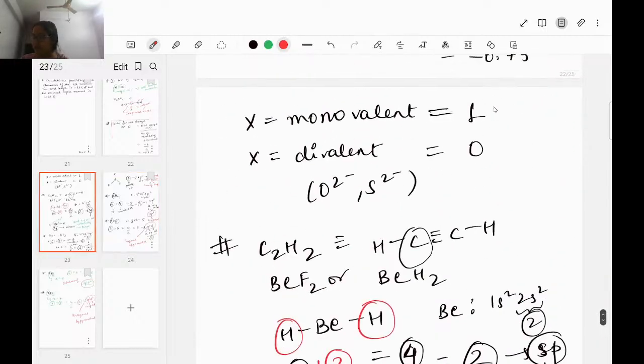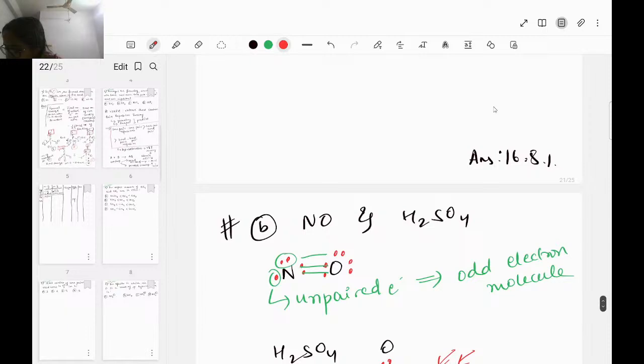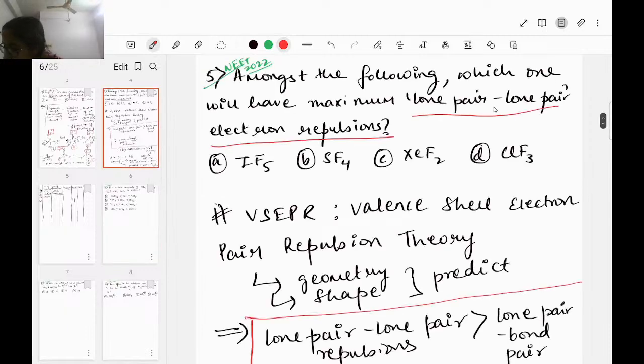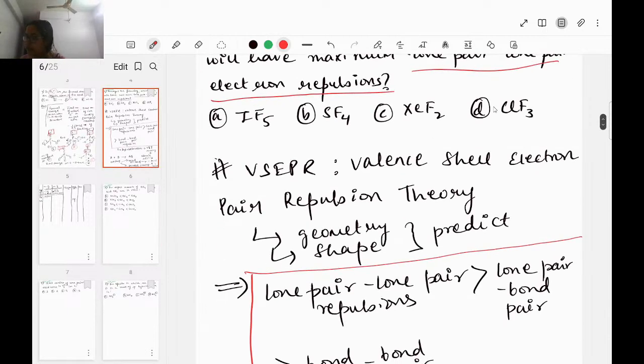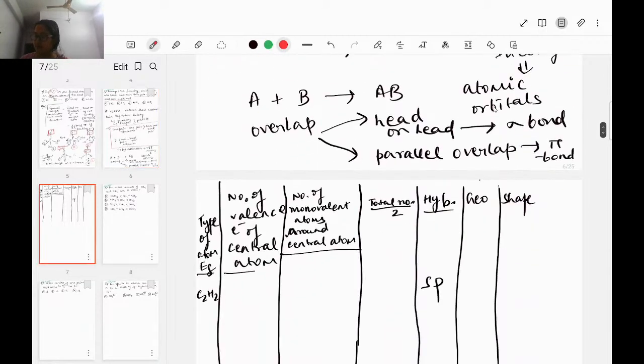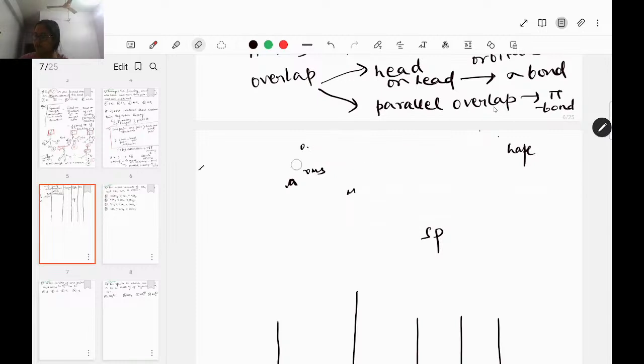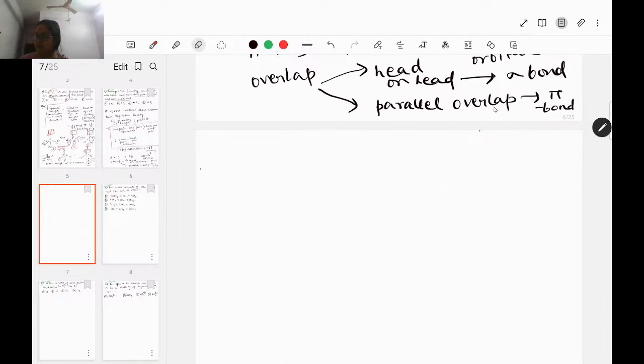Let us solve this. We have already delayed this question a lot, so let us solve this question first. Okay, so let us see. We have IF5, SF4, XeF2 and ClF3, and we have to find out which one has the maximum lone pair repulsion. Let us draw out these molecules first. Let me erase this entire thing.